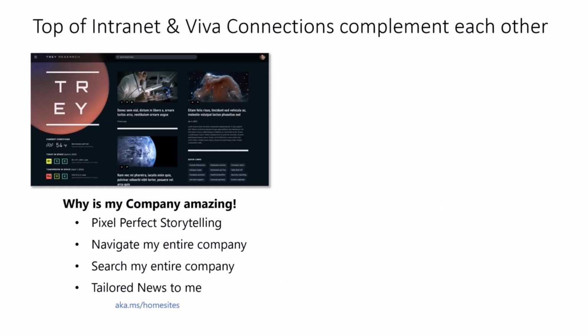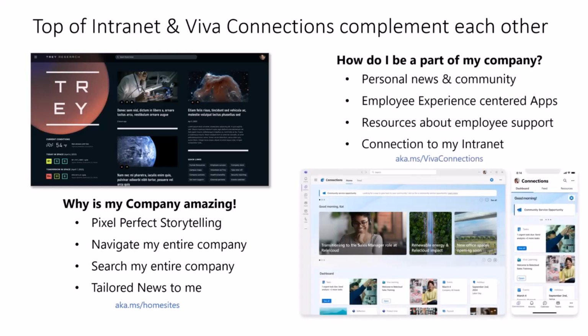Now, the SharePoint role is really the intranet side of the house. So, pixel-perfect storytelling: why is my company amazing? We build these really cool looking intranets, especially in larger companies, where we talk about the role of the company, the strategy of the company. The leadership is providing news, updates and all of the business information within the intranet. And that's the perspective of it, that you're navigating my entire company, searching my entire company, and getting tailored news for me, absolutely. But then Viva Connections is more about, okay, what is my role within this company? Then you see those functionalities based on your role, on any device, and you will see those applications being surfaced in Viva Connections.